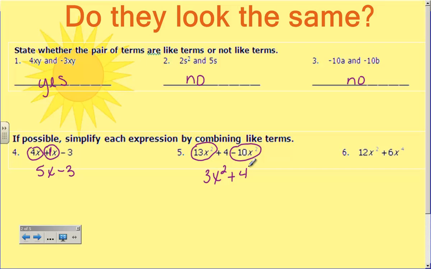Now number 6 is different. Do you see any like terms on number 6? I don't see any like terms. What I see is an x squared and an x to the 4th. Different exponents makes not like terms. Since these are not alike, I cannot add them, so I just get to say that this one is simplified. You can't do anything else with it. Done. So easy.